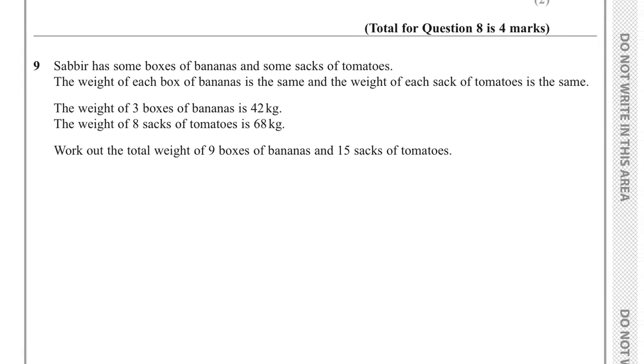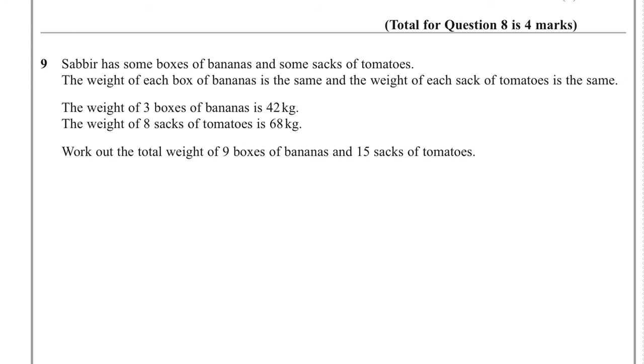Right, now I'm looking at this and immediately I see lots of sentences. Okay? So we need to read it, break it down and create some mathematical sentences. Are we ready? Sabri has some boxes of bananas and some sacks of tomatoes. The weight of each box of bananas is the same and the weight of each sack of tomatoes is the same. The weight of 3 boxes of bananas is 42 kilograms. The weight of 8 sacks of tomatoes is 68 kilograms. Work out the total weight of 9 boxes of bananas and 15 sacks of tomatoes.